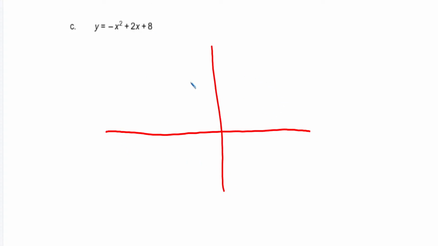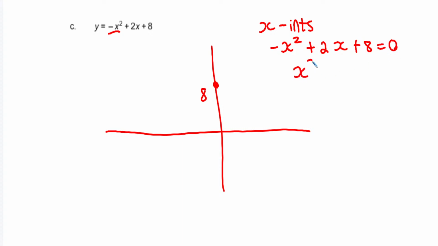Now, the next one is a parabola. And I know it's concave down. I know it's got a y-intercept of 8, found by letting x be 0, right? And I'm going to find the x-intercepts. And the x-intercepts are going to be found by letting y be 0. So 0 equals negative x squared plus 2x plus 8. I'm hoping you're going to forgive me for going quite quickly here. I'm just saying x squared minus 2x minus 8 equals 0. And in fact, the solutions are x is 4 or -2.